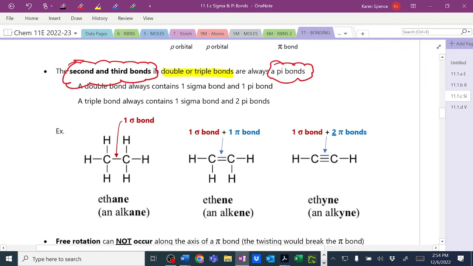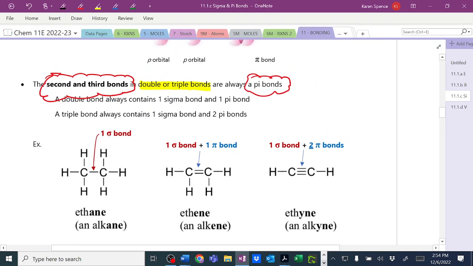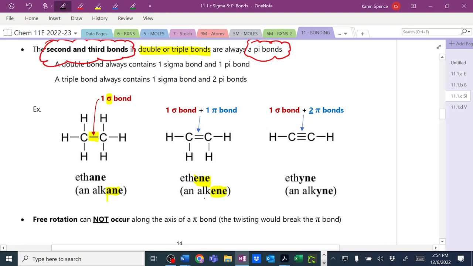So here's ethane, an alkane. Remember when we have alkanes, they have only single bonds, okay? That's a sigma bond, sigma. When we have ethene, that's an alkene. Alkenes have double bonds. Carbon, carbon double bonds if you have an alkene. And because we have one sigma bond, that other bond is going to be a pi bond.